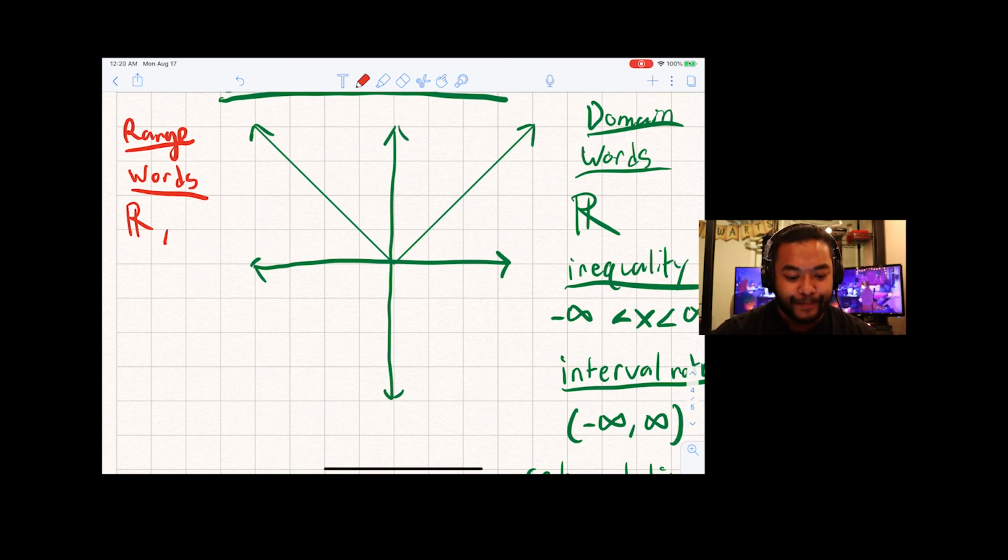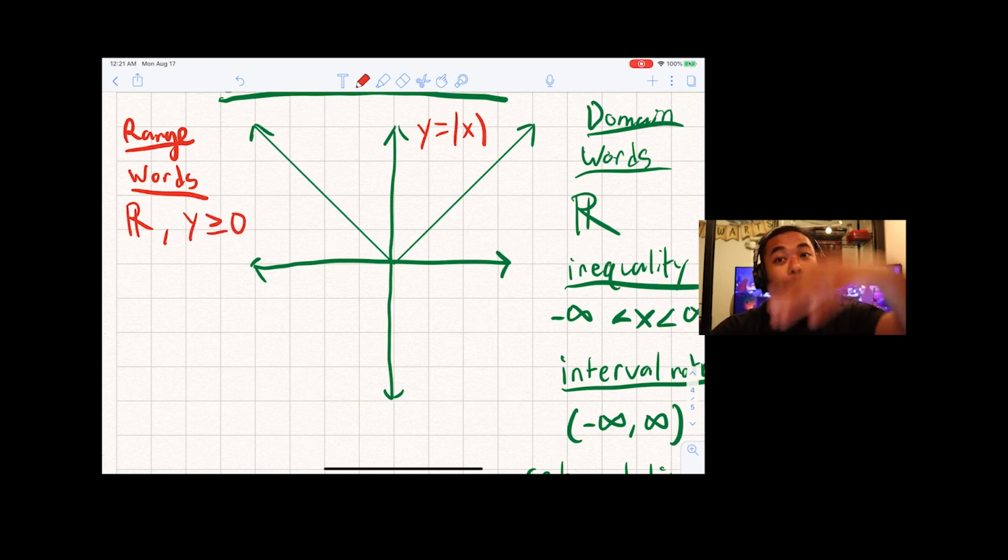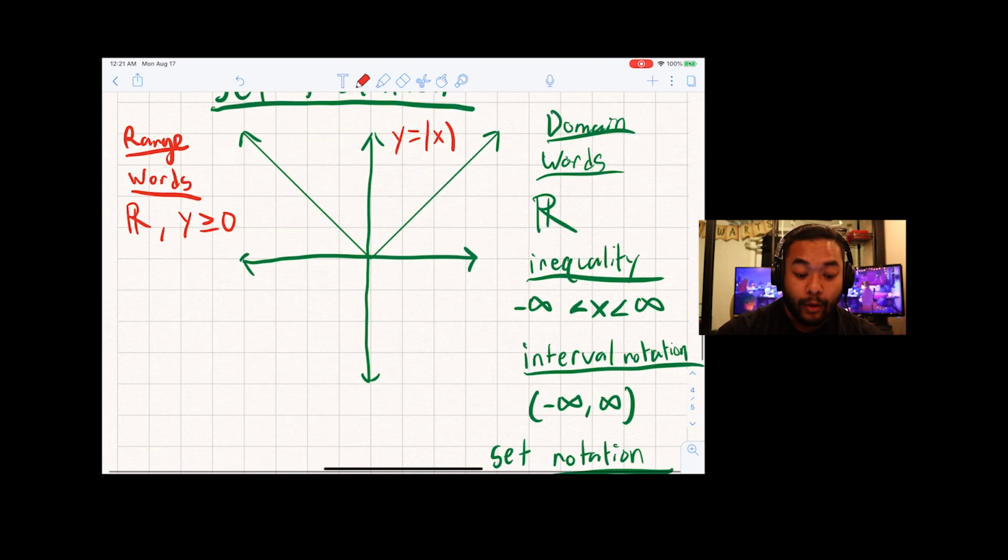And it's the range. If it's an absolute value function, so let's say this is y equals the absolute value of x, then does it ever go lower than y equals 0? No. In fact, does it hit y equals 0? Yes. So I can say all real numbers and y is greater than or equal to 0. Because everything above the x-axis, true for y. Everything below, never happens.